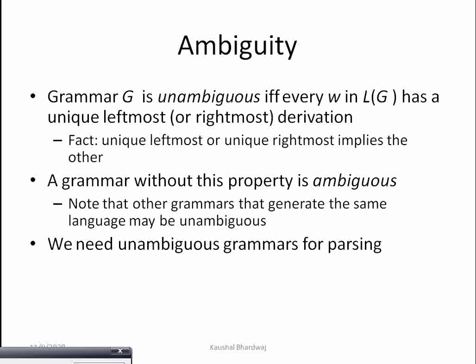Now let me tell you about something called ambiguity. A grammar G is unambiguous if and only if every string w in the language of the grammar G has a unique leftmost or rightmost derivation. In fact, I should say a grammar is ambiguous if it has more than one leftmost derivation or more than one rightmost derivation. We actually want unambiguous grammars for parsing.